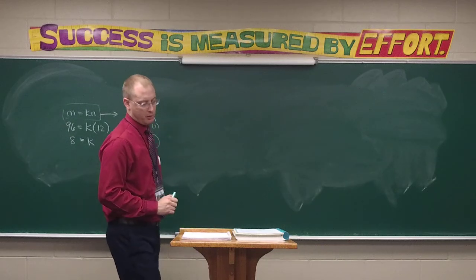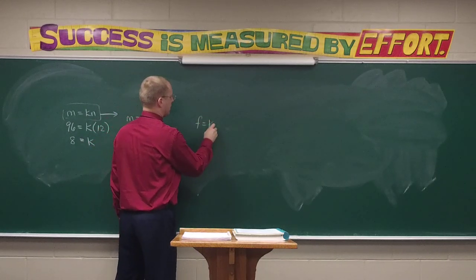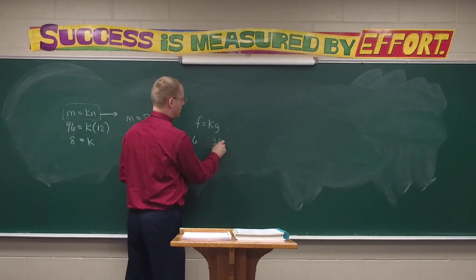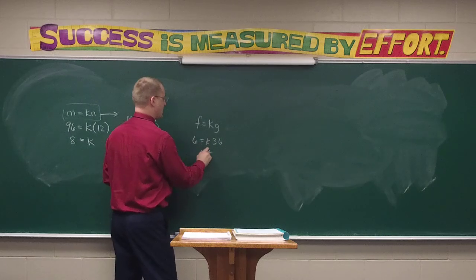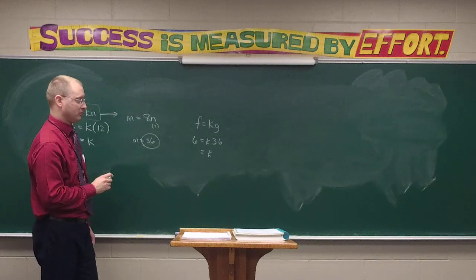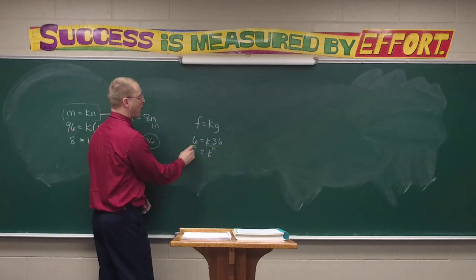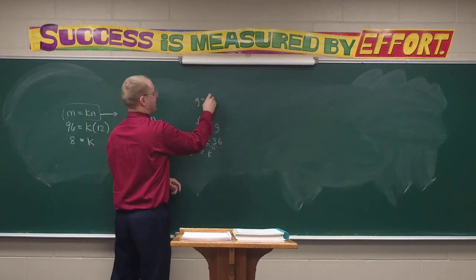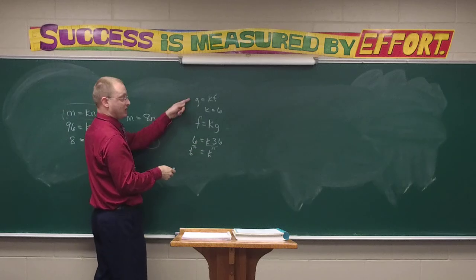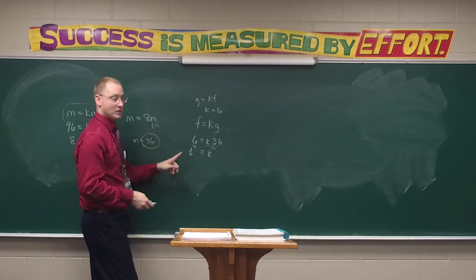How did you set up your formula, Audrey? F equals kg. You plugged in the 6, you plugged in the 36, and you found your k to equal 6. Ooh, careful. If you divide away a 36, you get 1/6. Now, if you'd said that g equals kf, you would get a k of 6. So there's two ways to approach it. If you said g equals kf, your k is 6. If you said f equals kg, then k is 1/6.